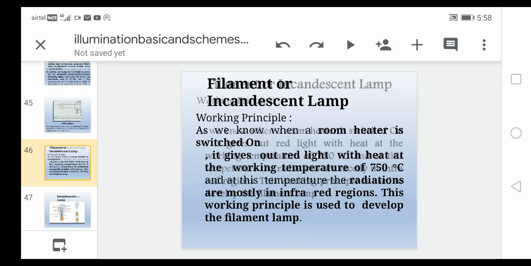Next, filament or incandescent lamp. The working principle: we know that when a room heater is switched on, it gives out red light with heat at a working temperature of 750 degrees centigrade. At this temperature, the radiations are mostly in the infrared region. This working principle is used to develop the filament lamp.